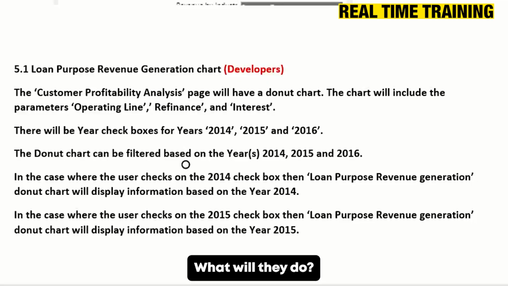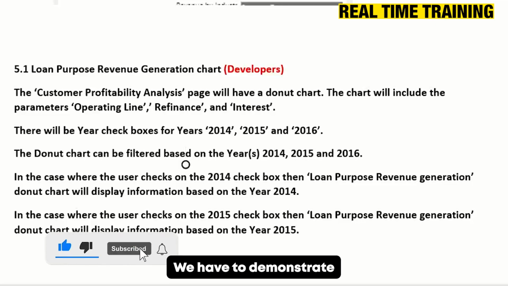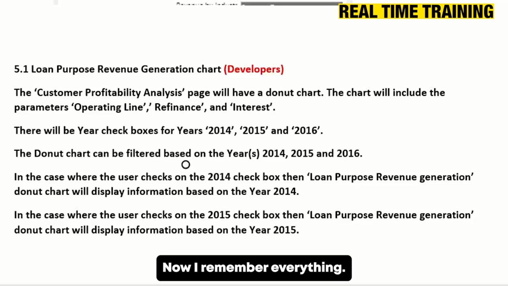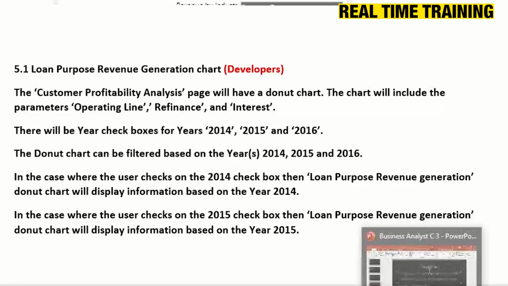What will they do? They will contact the BAs, and the BAs will again give them a walkthrough as to what is being coded. Towards the end of the UAT, the code will already be in the system environment, or the integration environment. We have to demonstrate and show them what we have coded. Now they'll understand, oh okay, now I remember everything. That is called external walkover session.